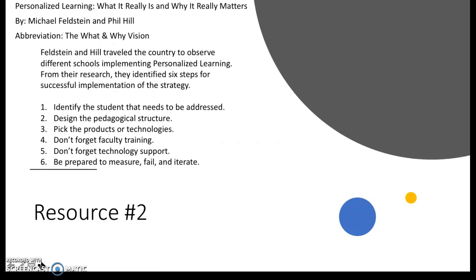Resource number 2 is entitled Personalized Learning, What It Really Is and Why It Really Matters. It is written by Michael Fieldstein and Phil Hill. The abbreviation I will use when discussing this resource is the What and Why vision. Fieldstein and Hill traveled the country to observe different schools implementing personalized learning, and from their research, they identified 6 steps for successful implementation of the strategy, and those steps are listed below.